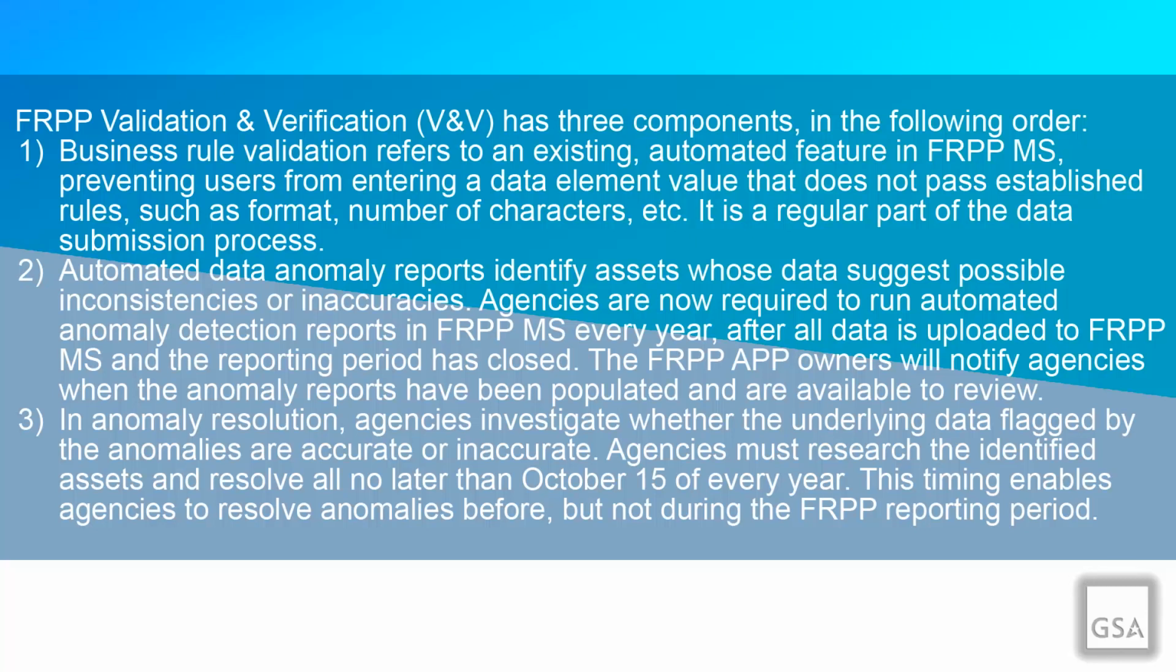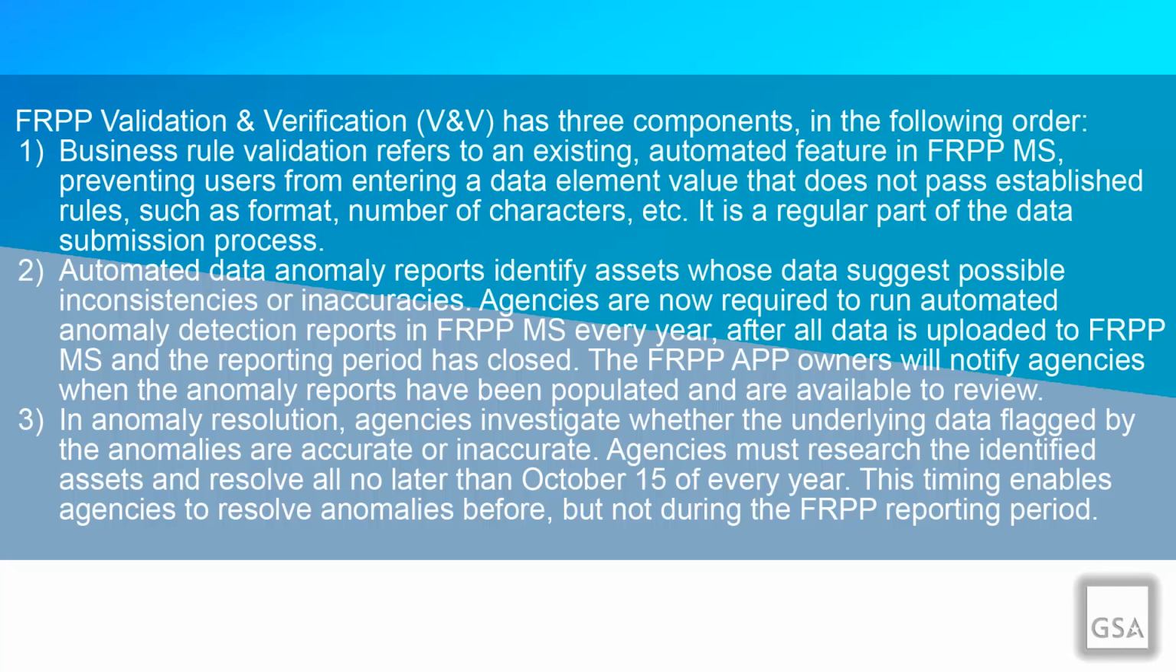2. Automated data anomaly reports identify assets whose data suggest possible inconsistencies or inaccuracies. Agencies are now required to run automated anomaly detection reports in FRPP MS every year after all data is uploaded to FRPP MS and the reporting period has closed. The FRPP app owners will notify agencies when the anomaly reports have been populated and are available for review.